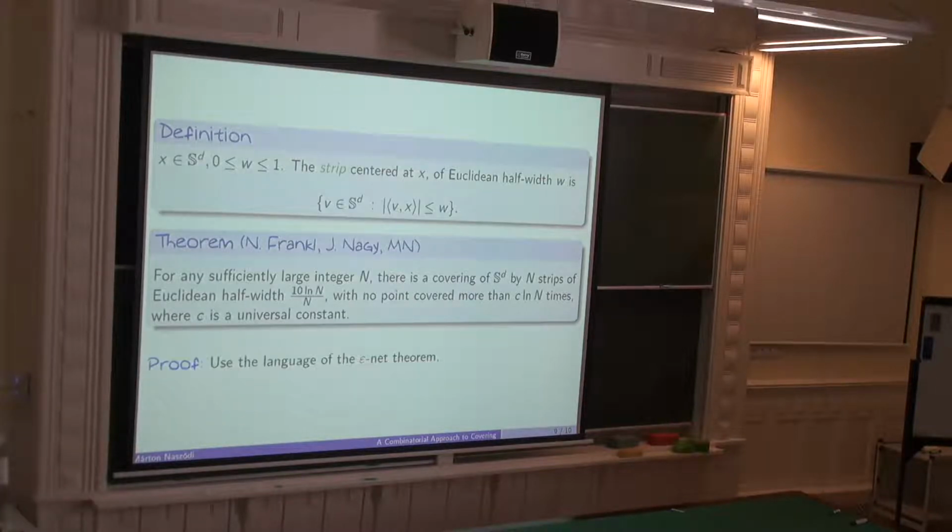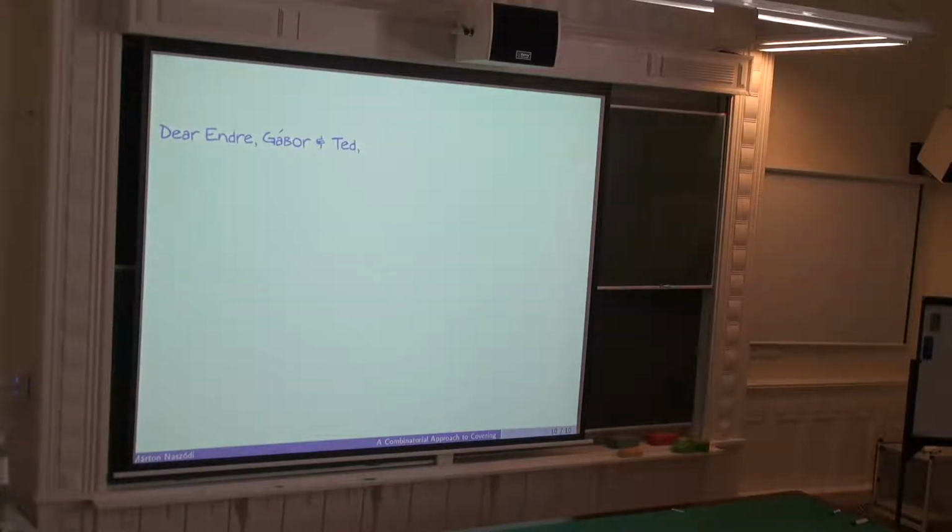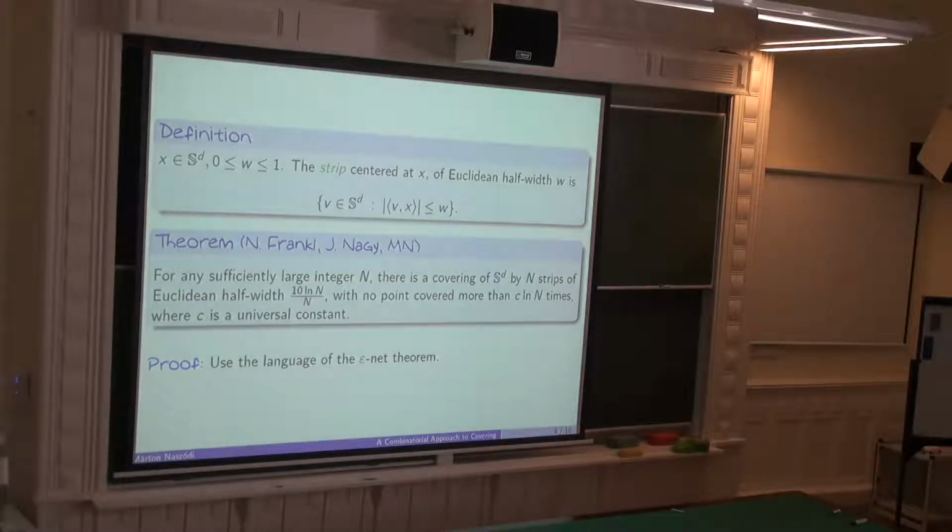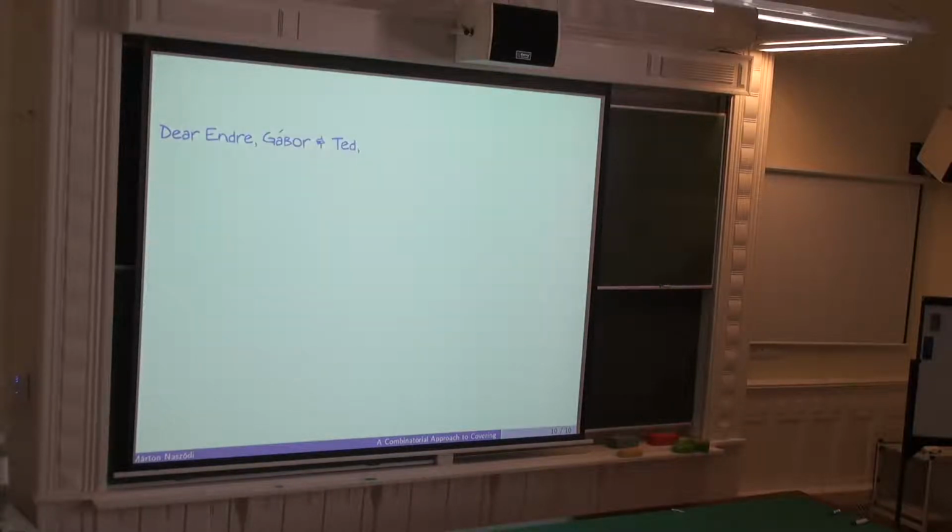Yes, one more slide, and yeah, maybe I will just skip this because there's going to be a good talk about covering the sphere by strips. So I just want to say again, happy birthday, and I hope that 20 years from now we're going to have the same conference for the same 3 people.